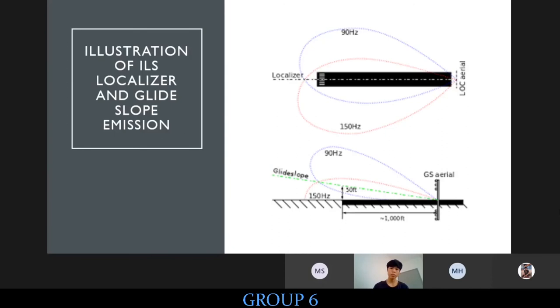So this is the illustration of the ILS localizer and glide slope emission. As we can see here, 90 Hz shows that the aircraft will be moved to the right, and 150 Hz will make the aircraft go to the left. So to keep the aircraft centered when landing on the runway, the indicator shows the center between 150 Hz and 90 Hz. Then the glide slope, as we can see, acts the same as the localizer, but it just shows that the aircraft will go above or below. Then we move to the marker beacon.